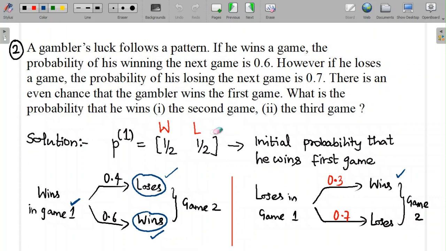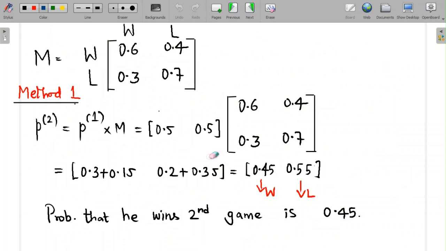So that means we need to find P2. So we use the Chapman-Kolmogorov equations. P2 is P1 times M. We know what P1 is. That's half and half for both. And we know what the TPM is. Multiplying these two gives us a 1 by 2 matrix where he wins with the probability of 0.45 and loses with the probability of 0.55. He wanted to win the game, and that probability therefore is 0.45.